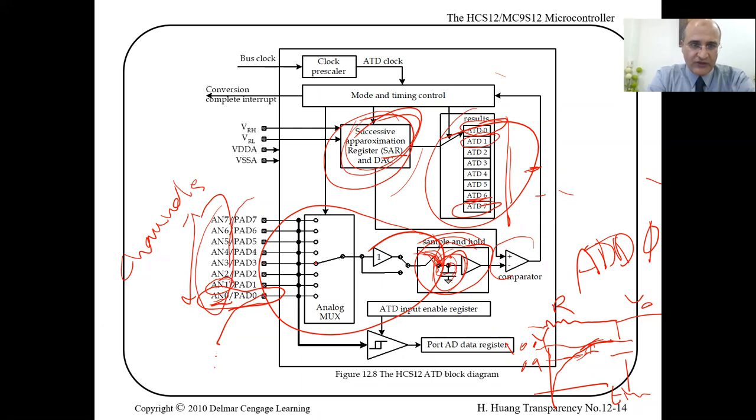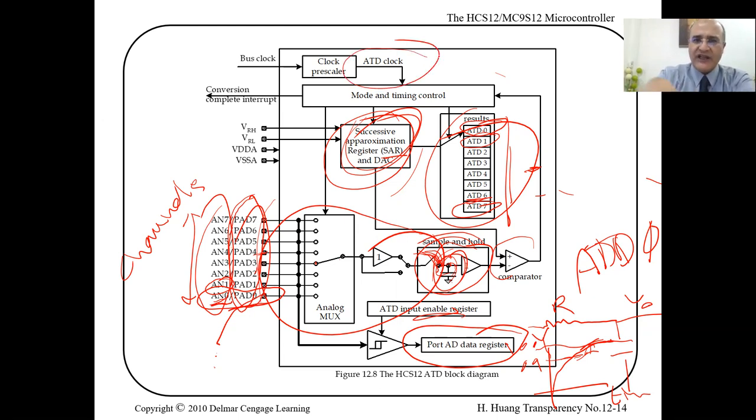But do not forget that these analog pins are also shared with digital pins that you can use in the digital format. I explained that once when I pointed to switch one and switch two in the old board. If you want to configure these bits as digital, go back to the lecture when I talked about parallel ports. I addressed them over there. There is a register called the ATD input enable register. By default these pins are analog, but you can convert them into digital, and then you will have your digital value read in a port AD register. It will start behaving just like port B or port H or whatever, but in the input mode. You cannot configure these digital pins as output, only input. This is how this works.